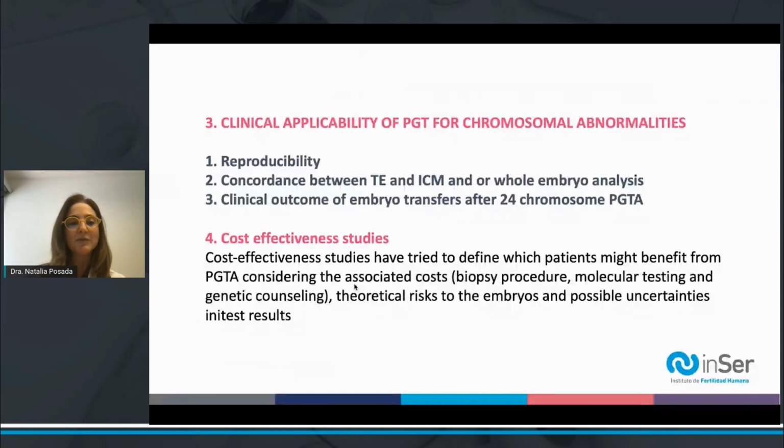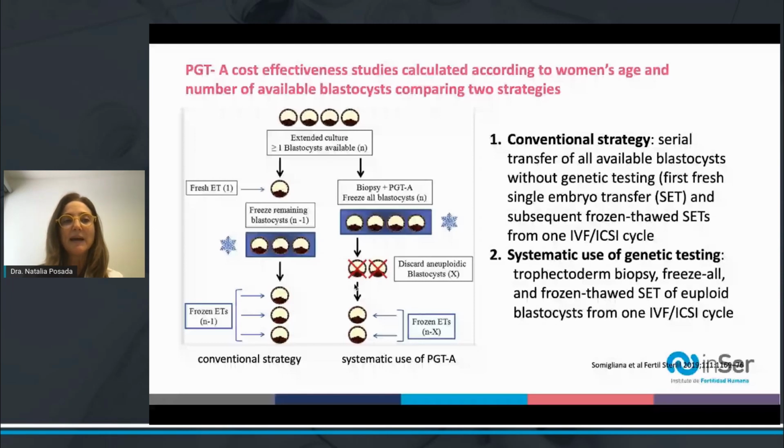However, there have been two studies that have evaluated the cost effectiveness of PGTA according to the women's age and the number of available blastocysts, comparing a conventional strategy where all available blastocysts from one IVF stimulation cycle are transferred sequentially, the first in a single fresh embryo transfer, and then in case there's no pregnancy, they will be subsequently thawed for selective embryo transfer of one blastocyst at a time, versus a systematic use of genetic testing of the trophectoderm in blastocyst stage embryos, which are all frozen, and then only euploid single embryo transfers are sequentially done until all embryos are used or the patient has a delivery.